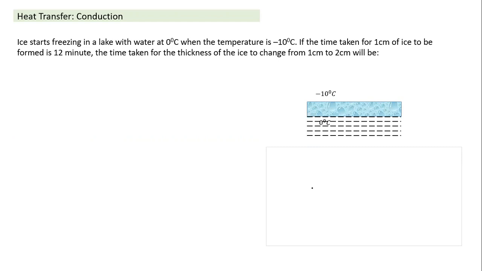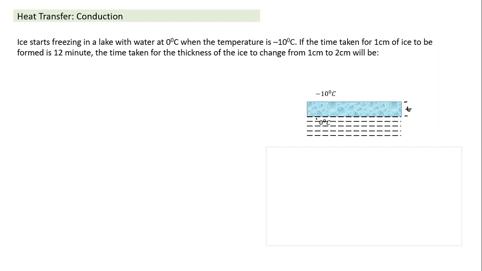Okay, the next question is something like ice freezing. This is something we observe in lakes also. We would have come across lakes getting frozen, and so ice starts freezing in the lake with water at 0 degrees. So what is given here? Make some assumptions here. For this ice layer, the outside atmosphere is minus 10 degrees centigrade. This water is at 0 degrees centigrade, and there's some thickness of ice here. This is the ice layer we notice here.